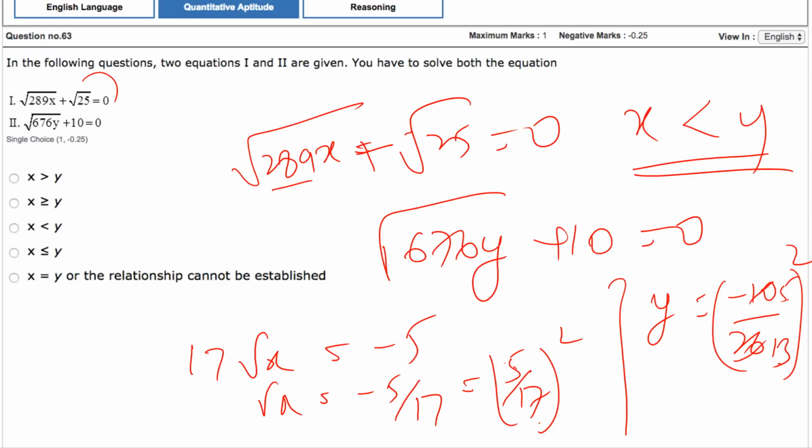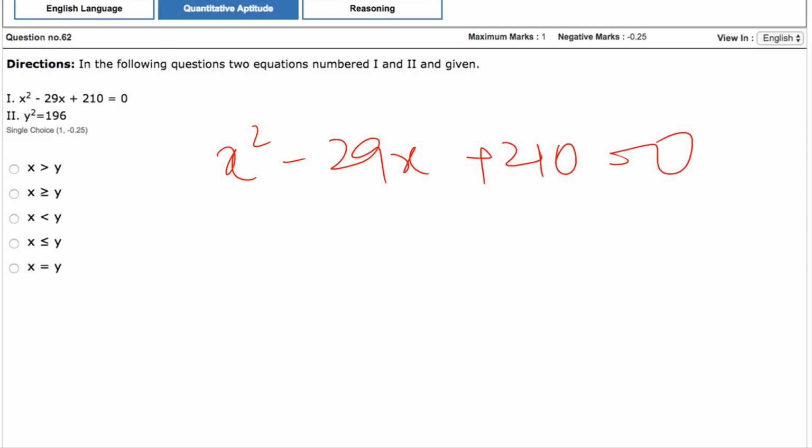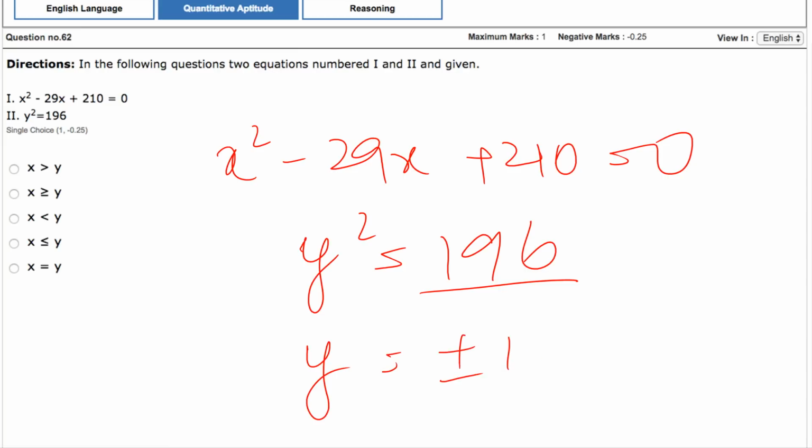Let me just move to the next question now. Let us see what we can do here. Again, this looks fairly simple. This is 29. I have to break it down. Okay, first I'll write it for you. 29x plus 210 and y square is equal to 196. This is again not a problem. This is plus minus 14, not a problem.